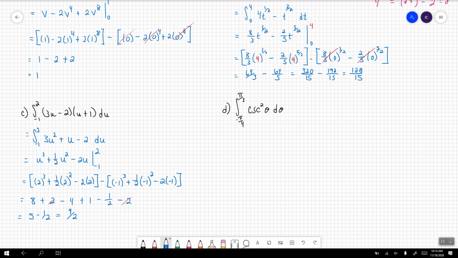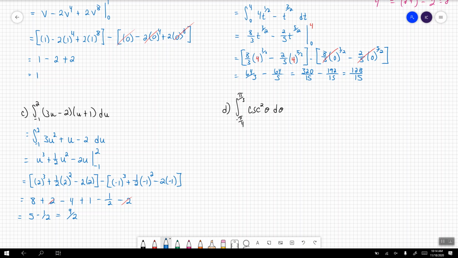And so what you want to do is you want to go into your techniques of integration, or rather your techniques of differentiation, and you want to find out what function we took the derivative of initially in order for us to get cosecant squared. Well, we initially had to take the derivative of cotangent to get negative cosecant squared.